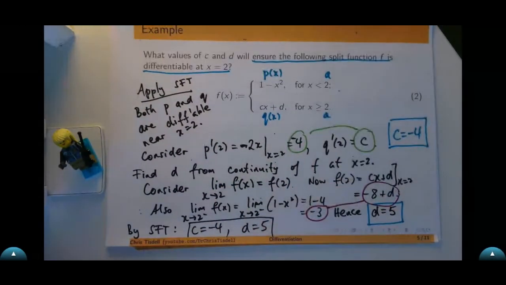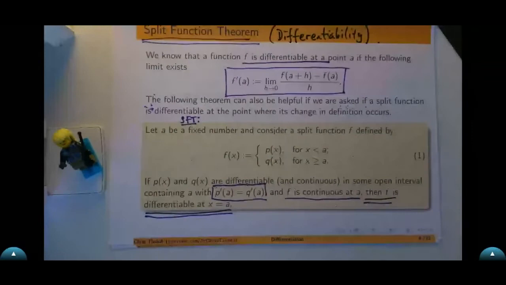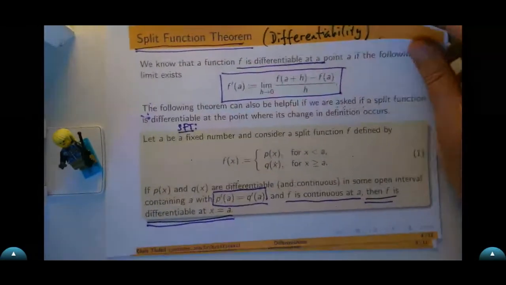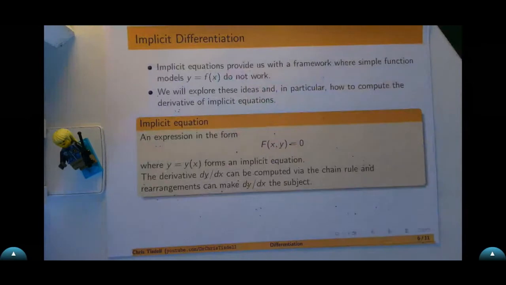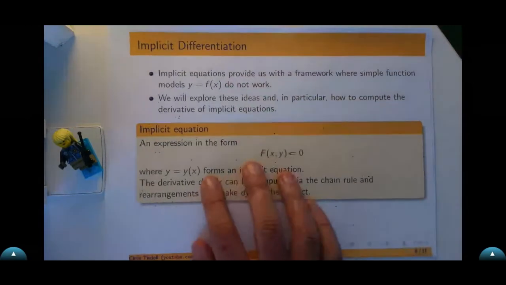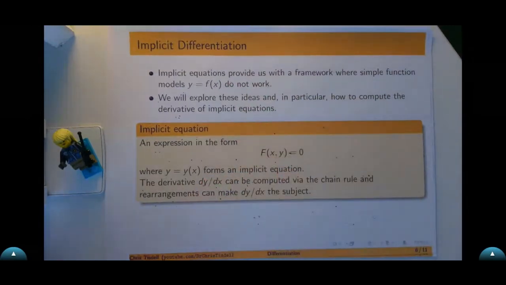If you're ever worried or not sure about your solution, you can always plot a picture. Does the join look nice and smooth? All right, so that's the split function theorem. The proof is in your notes. I won't discuss a proof in this lecture. It's probably beyond the course. But let's move on now to implicit differentiation.